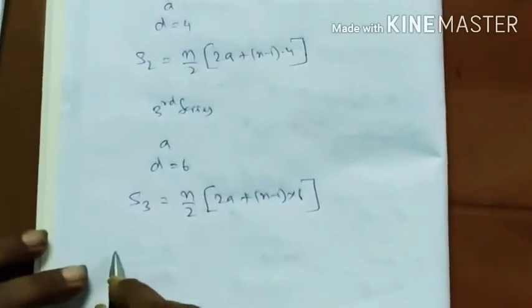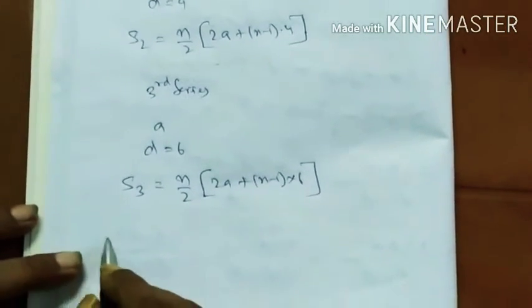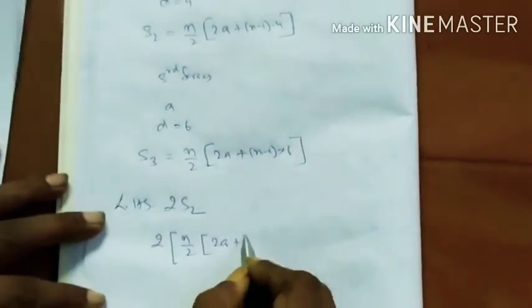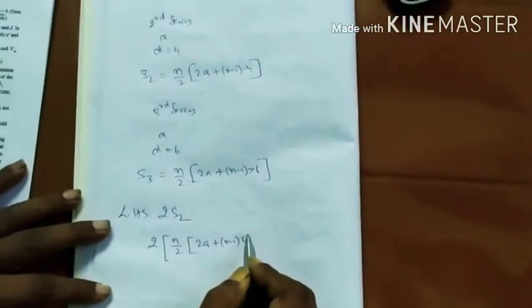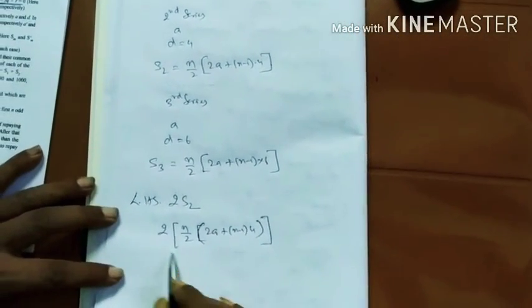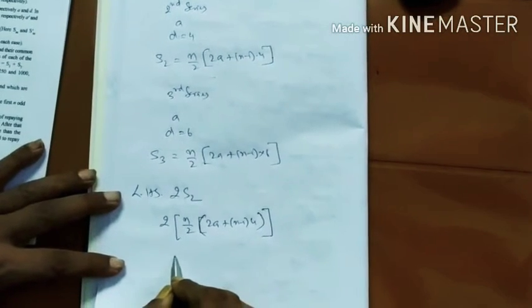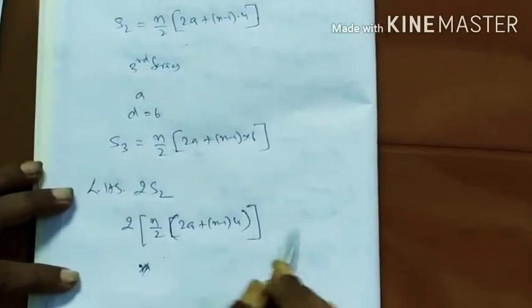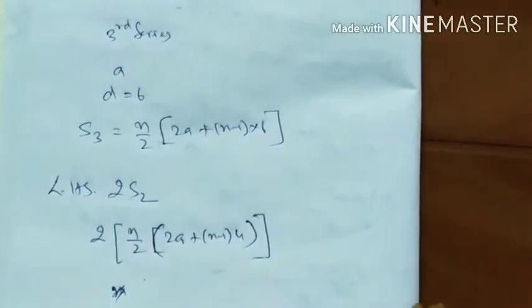Now, let me go from the left hand side, 2S2. 2S2 is your n by 2, 2A plus n minus 1. This is your S2. So now 2 cancels out, and actually let it remain like this. Let me go to the right hand side.